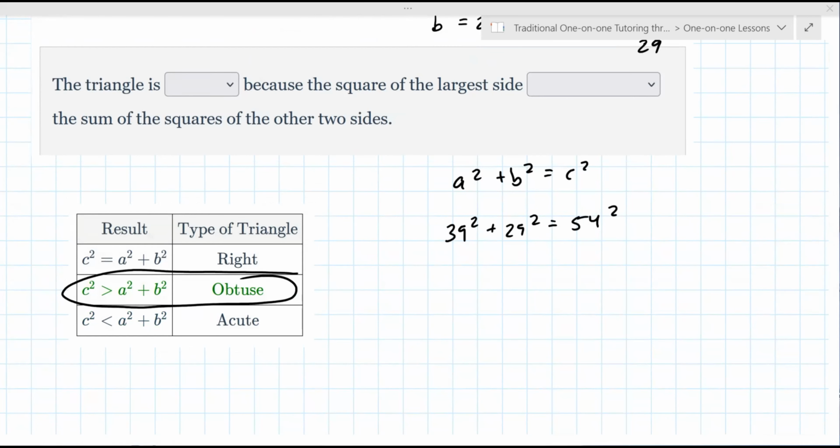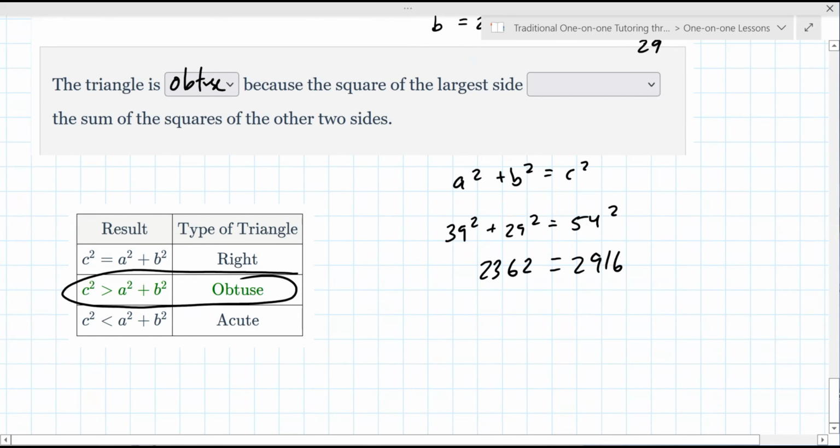Yeah, so 54 squared is 2,916. And that's what you got. And then 39 squared plus 29 squared is 2,362. So yeah, this is an obtuse triangle. And it's because the square of the largest side is greater than the other sides. Is that clear? Yeah. Great.